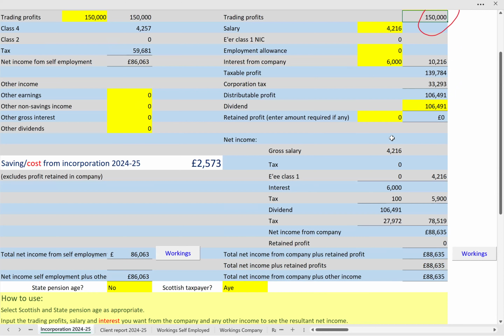Now, here's another innovation for 24-25, following requests from users. The original app simply assumed a 100% distribution of distributable profit. As you can see there, the dividend of 106,491 takes out all of the profit after salary and interest. But you can choose to enter any retained profit figure you like.